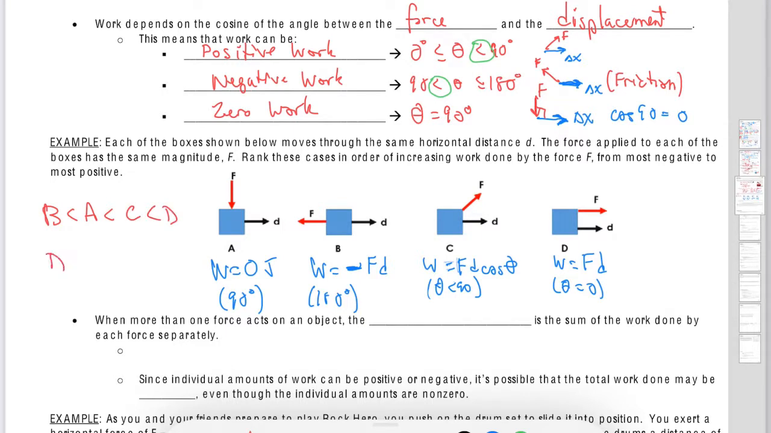Okay, you may also see it written as B is greater, or excuse me, D is greater than C, which is greater than A, which is greater than B. Right, these two are both the same answer. Just note how they're written with the inequality symbols. And so that's how you would rank these.